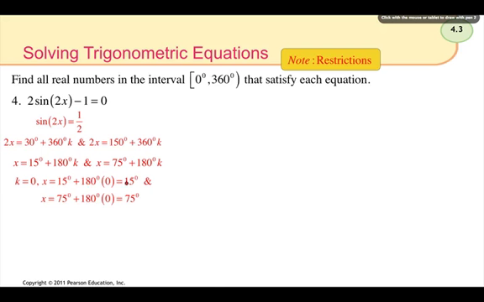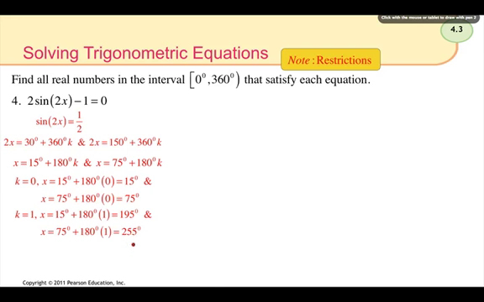So this is one answer. And then I go to the next one, and I also plug in 0, and that's what you see here, and I get 75. So 15 and 75 are part of the solutions to this problem. And notice that these 2 answers, 15 and 75 degrees, lie within this restriction here. So let's continue. Now the next k value that I'm going to use is k equals 1. So for k, I substitute 1, and this is what I get. It gives me these 2 answers.